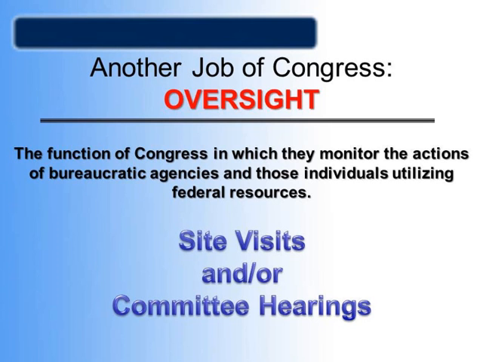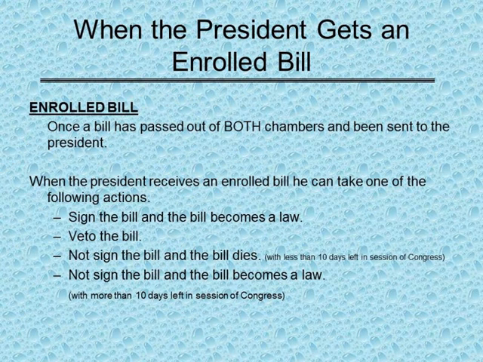So the two major jobs of Congress: the legislative process is broken down into the authorization process and the appropriations process, and then the second major job of Congress is overseeing the implementation of the laws that they've passed. The very first thing we're going to look at next chapter when we talk about the presidency is what the president can do when Congress has sent him a bill.